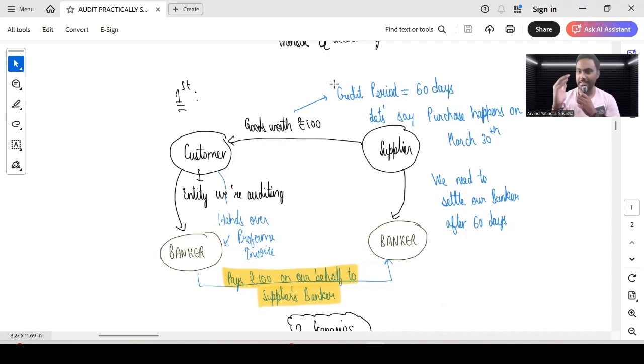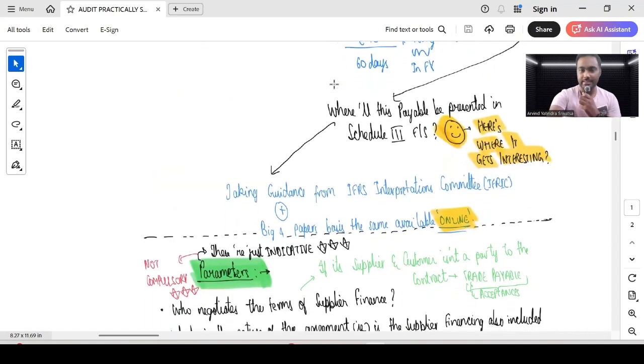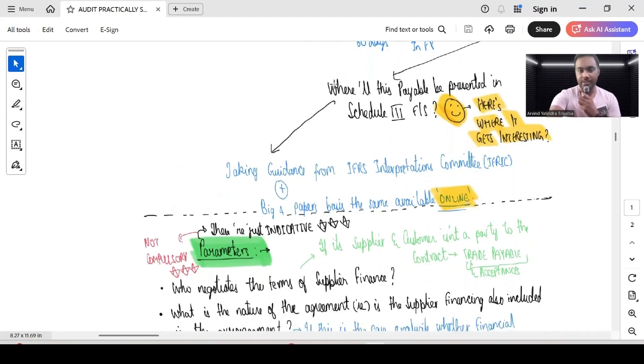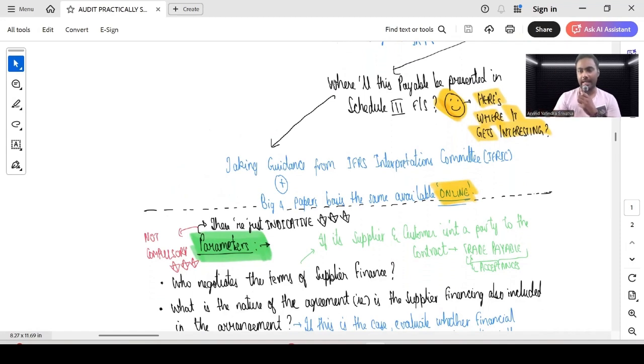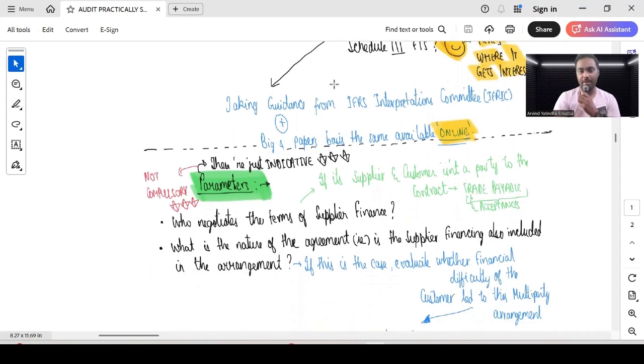So just keep these two cases in mind. And now let's read a perspective about this, guys. Let's take guidance from the IFRS Interpretation Committee discussions plus Big Four papers that are available online. So you don't need to go and search anything, guys. I've already done the background work and consolidated everything here for you. So these are just indicative parameters, guys.